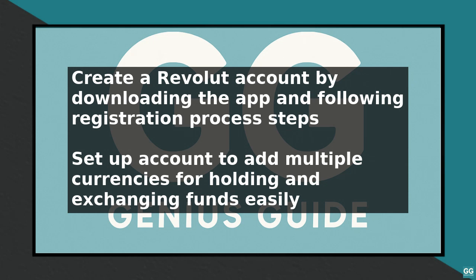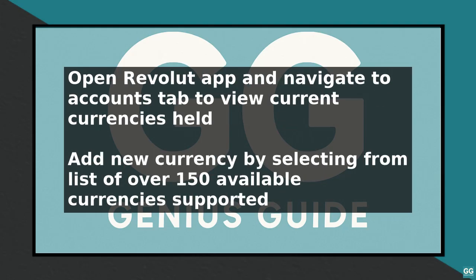The first step in adding a currency to your Revolut account is to open the Revolut app and navigate to the Accounts tab. From there, you will see a list of all the currencies you currently hold, as well as an option to add a new currency. To add a new currency, simply click on the Add Currency option and select the currency you wish to add from the list of available currencies. Revolut supports over 150 currencies, so you are likely to find the currency you need.